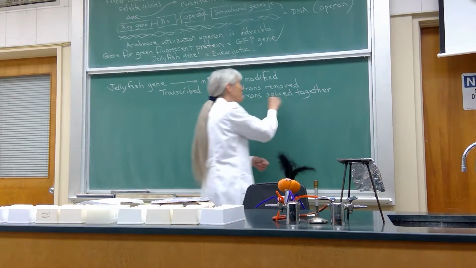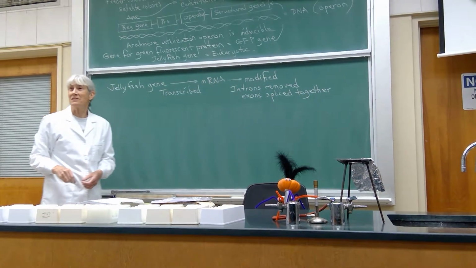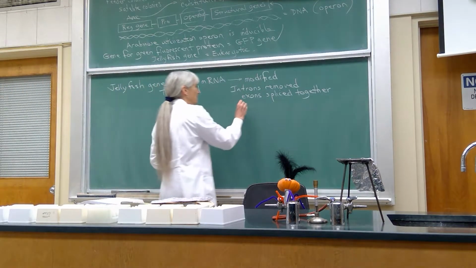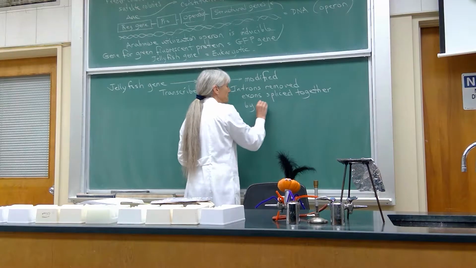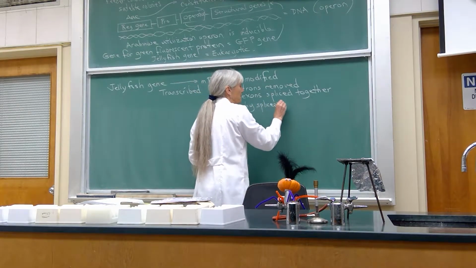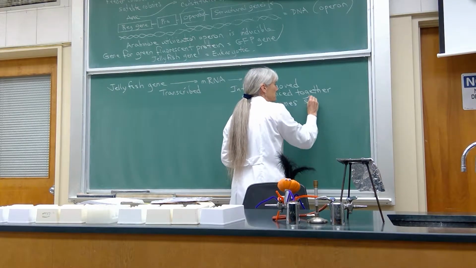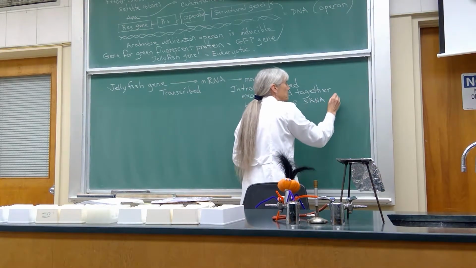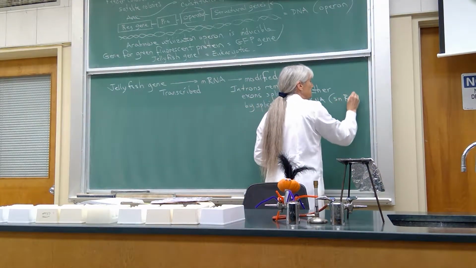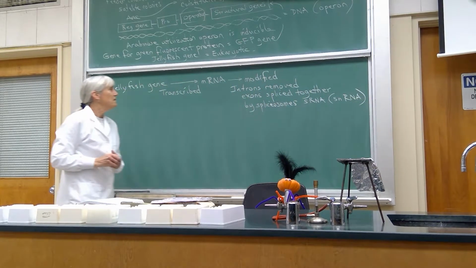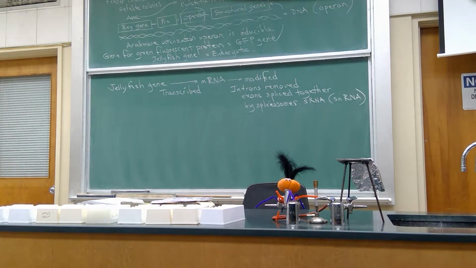And I did use that word, did I not? Spliced together, that was your hint. Lysosomes do this. Small RNA or small nuclear RNA, ribozyme. Well, anyway, bacteria can't do this. So how are we going to modify our jellyfish gene?